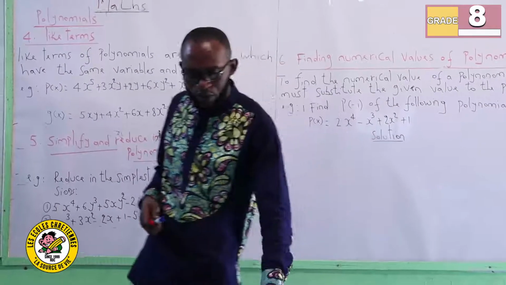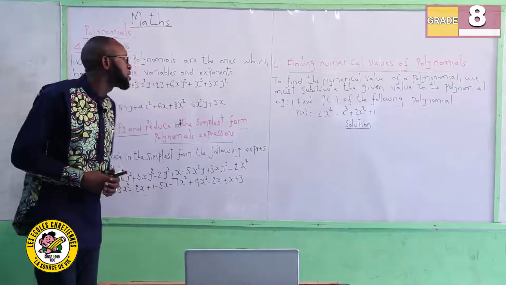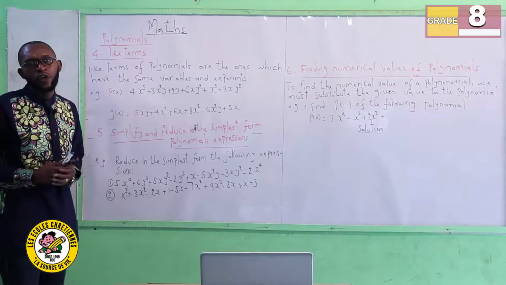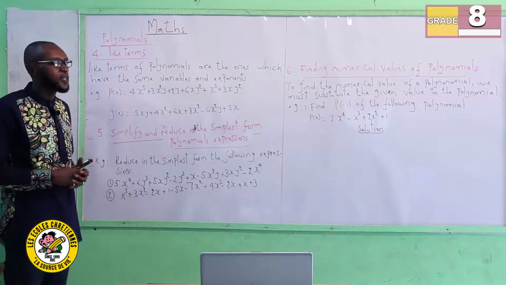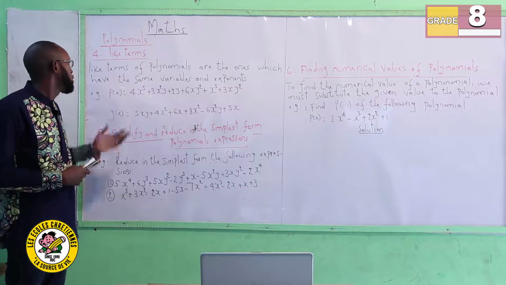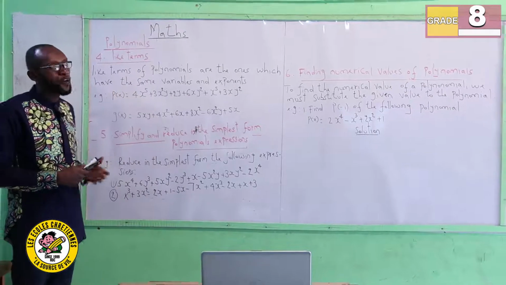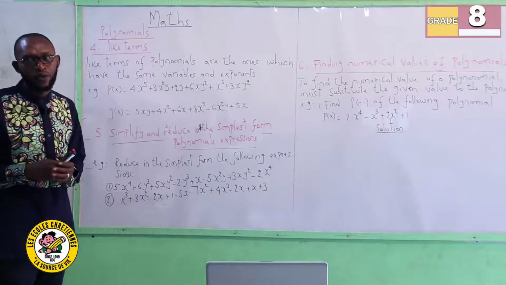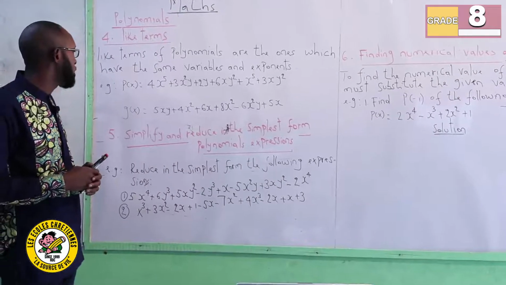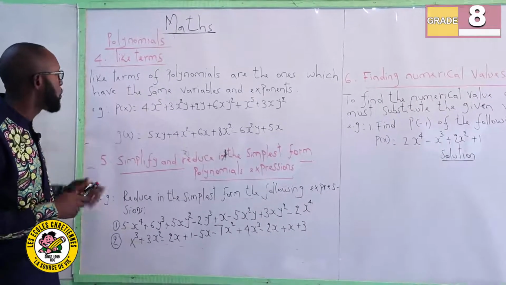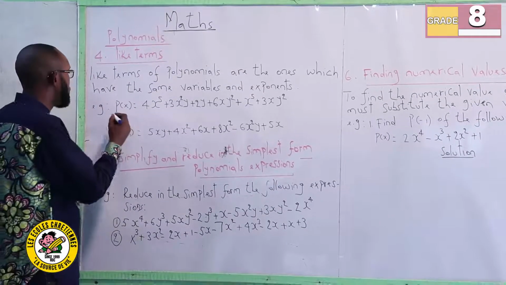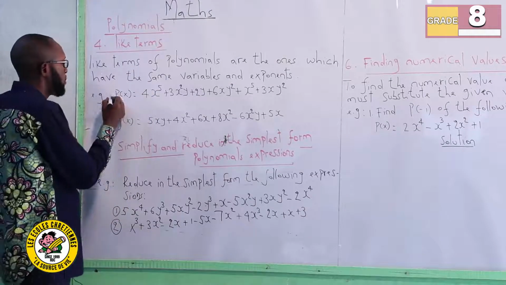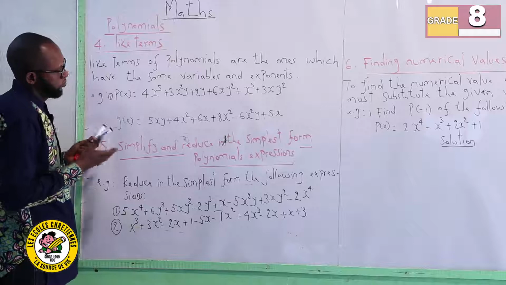Here you see how we start with point 4, like terms. As you learned with algebraic expressions, like terms are the ones which have the same variables and the same exponent. Okay, so I have given some examples here. This is number 1. If they want you to determine like terms with number 1, we can circle like terms.